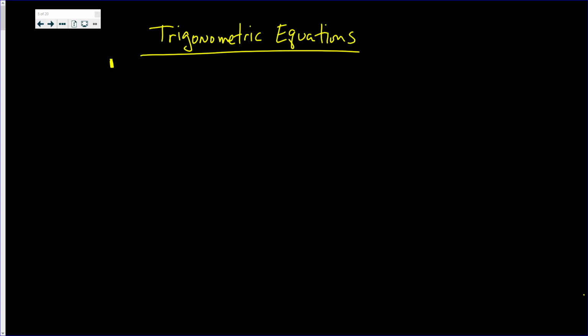Trigonometric equations. First problem asks us to solve for x. They all ask to solve for x. 2 cosine x minus 1 is 0.